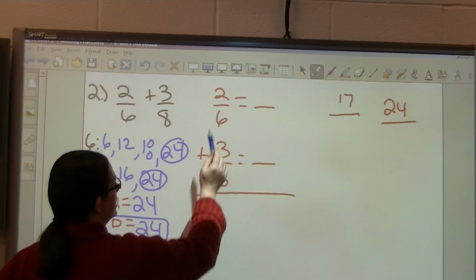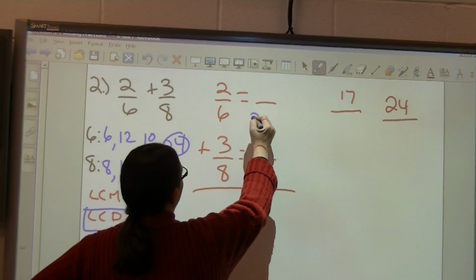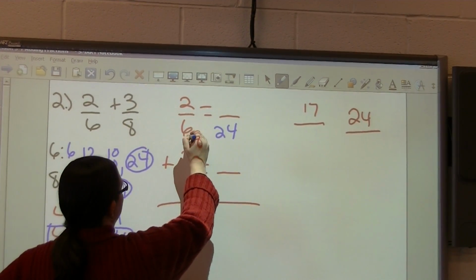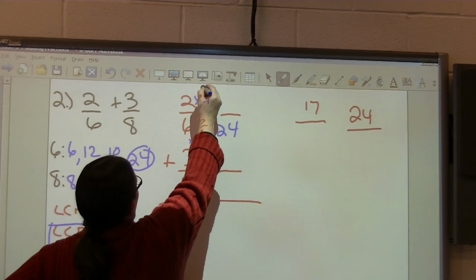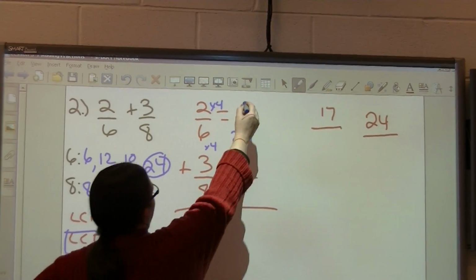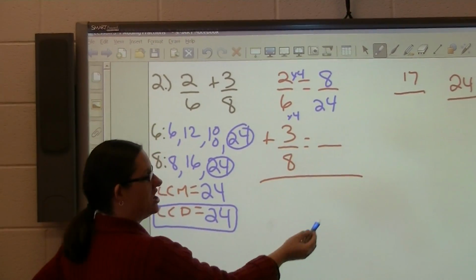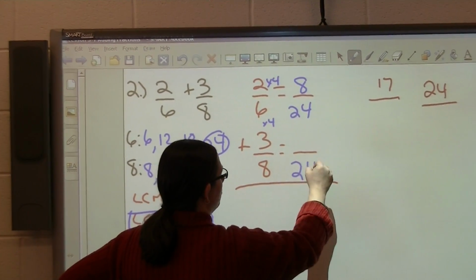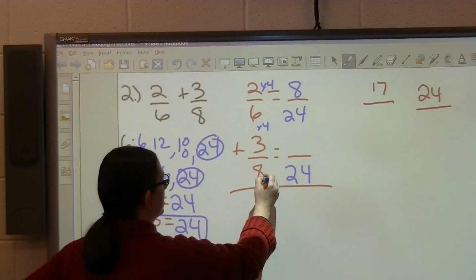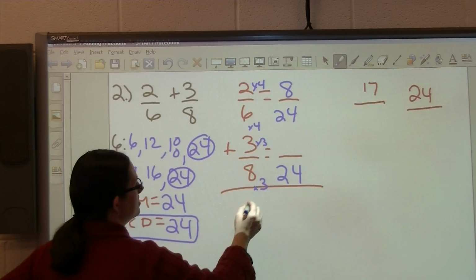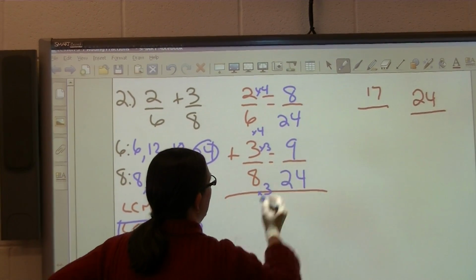Next step, 2/6, we have to make it something out of 24. 6 times what gives us 24? Times 4, good. Times 4 on the top. 2 times 4 gives us 8, good job. Same thing down here, we have to have 3/8 equals something out of 24. 8 times what gives us 24? 3, so we do the same to the top. 3 times 3 gives us 9.